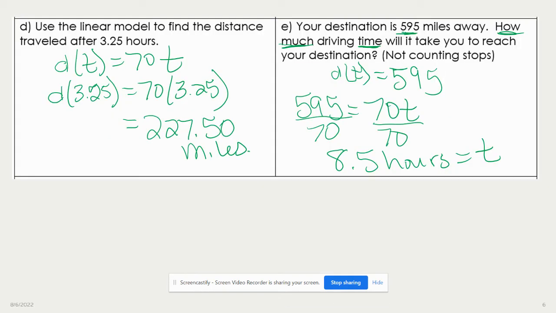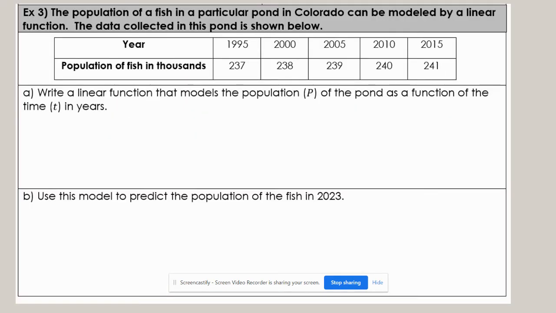All right, let's move on to example 3. We have a population of fish. We're trying to create a function. And so you can take any 2 ordered pairs you want. Okay, these are ordered pairs. The year is probably going to be our x, and the population in fish is y. Time is usually our independent variable because we can choose how much time we're going to allow to pass.